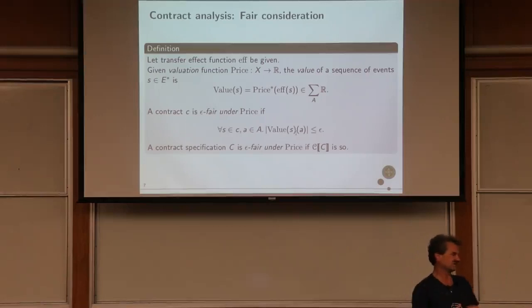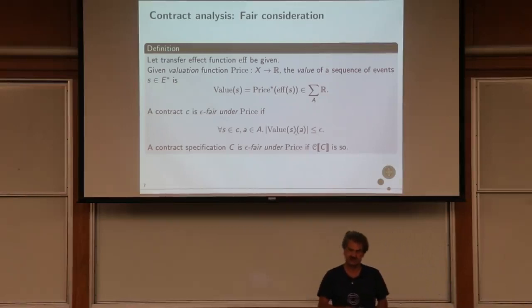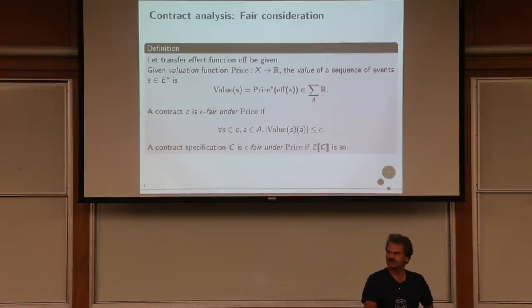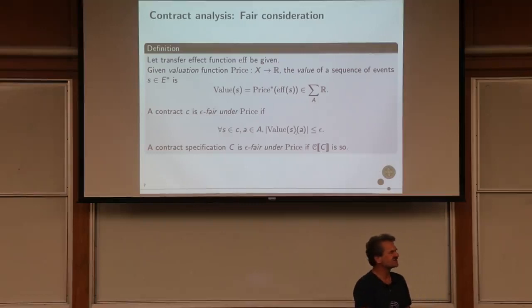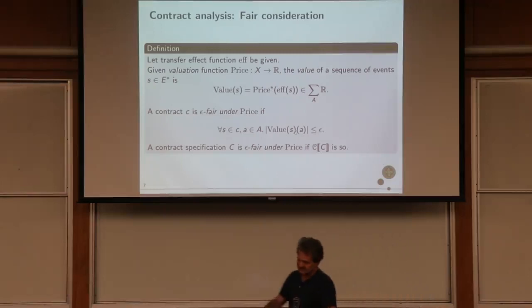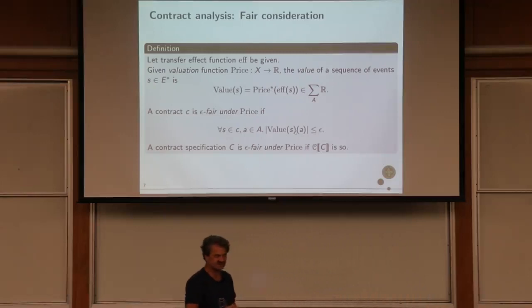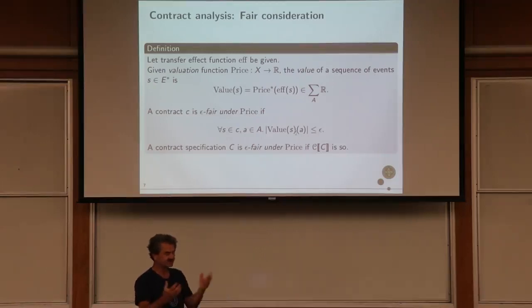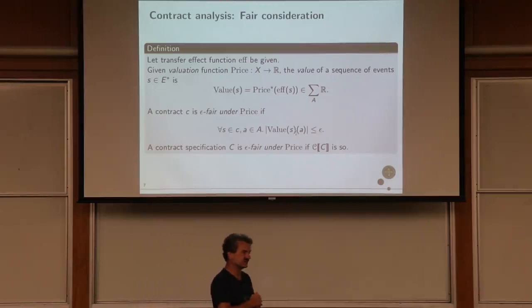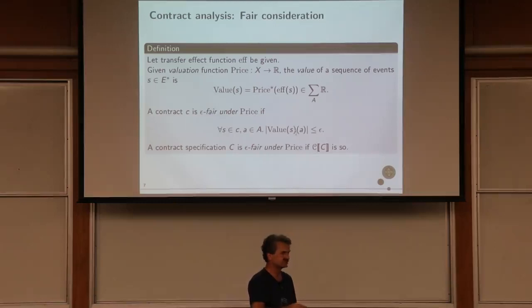Or it's $15,000. But on the other hand, if what we exchanged was not a house, but just a coffee latte, which is actually under $5. Here, it's more than $5 in Denmark, so that's great. Then we'd say, okay, that's within $2. That's fair enough. Then we say that the contract specification is epsilon fair under a given price if the contract it denotes is so, which means that for all the sequences of events that are happy paths.